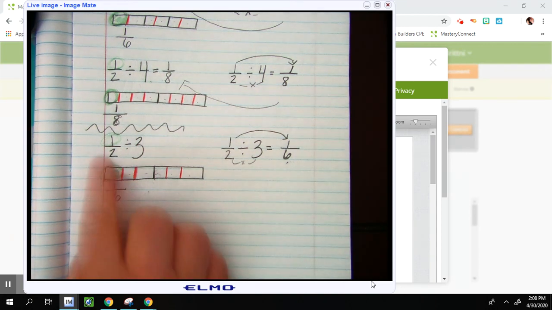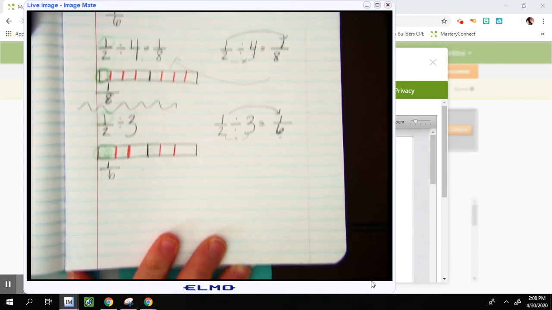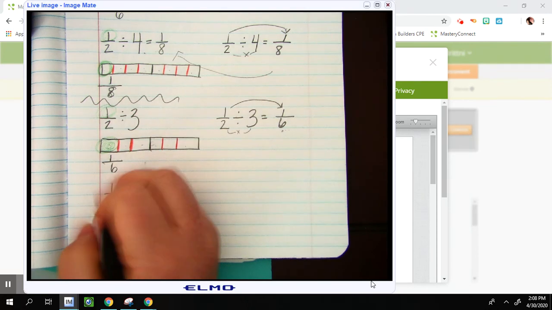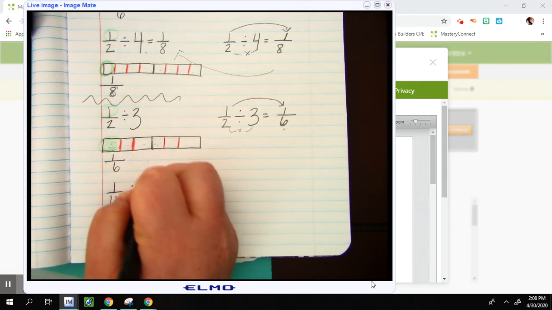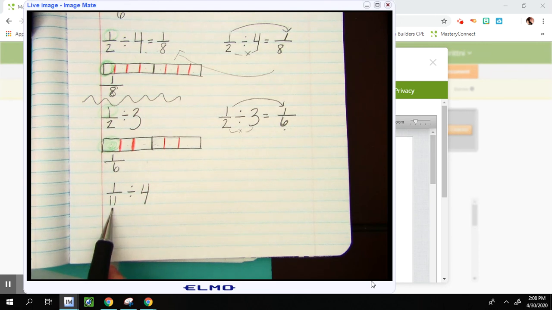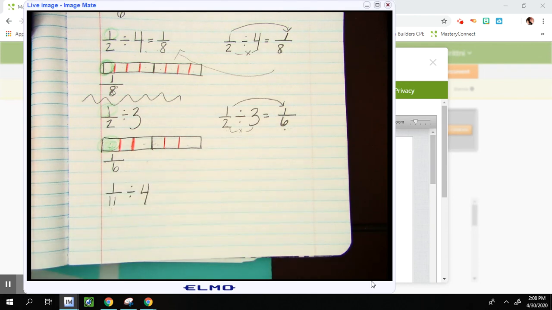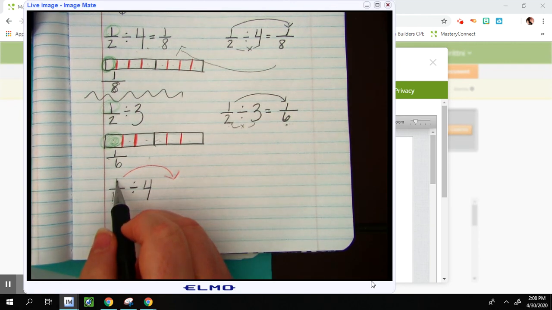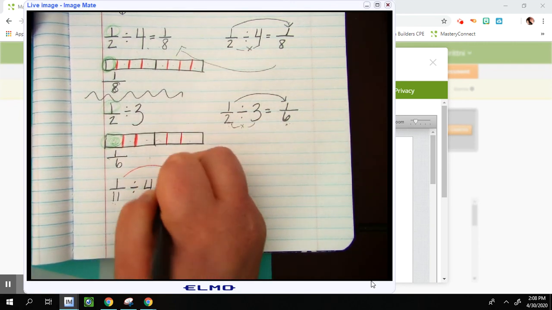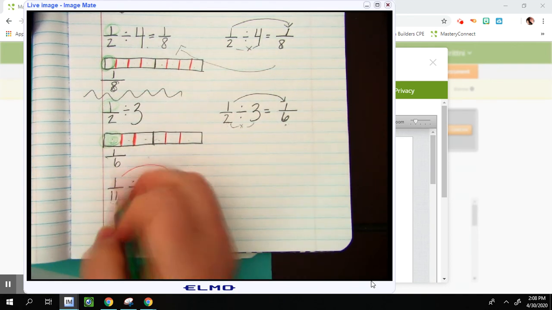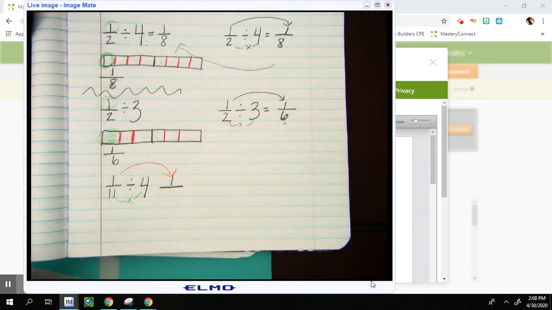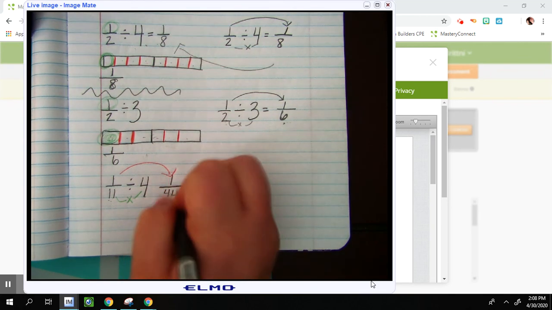So if you can pick up those connections between numbers, then it makes it a little bit easier to check your work to see if you are correct. So for example, if we tried this problem, 1/11 divided by 4, it would be really hard to draw a fraction bar and split it into 11ths and then split it into fourths again. So we can use this process here, where we take our numerator and bring our numerator over. And then to get our denominator, we multiply our denominator times our whole number. So 11 times 4 gives us 44.